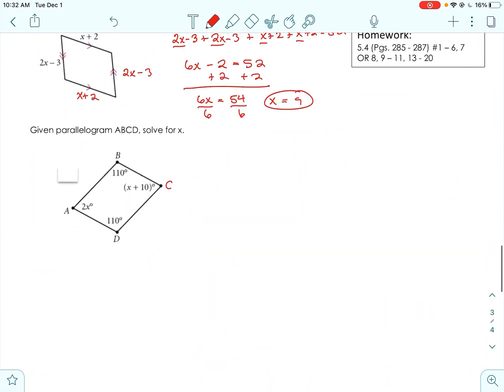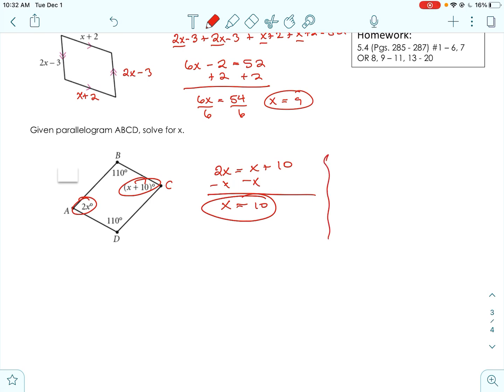So if we come down here, we see that 2x should equal x plus 10. Those are opposite angles. 2x should equal x plus 10. So if we subtract x, you get x equals 10. So we solved for x. That's one way that you could do it. Another way you could do it is you could say that x plus 10 plus 110, oops, my fault. Yeah, x plus 10 plus 110 equals 180.